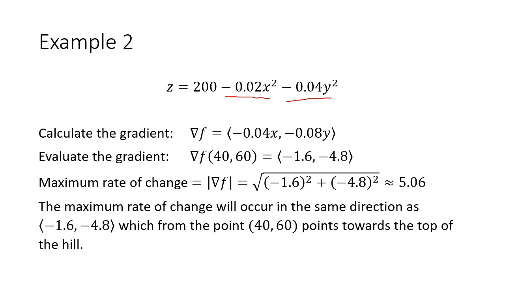And we know that that maximum rate of change is going to occur in the same direction as my gradient. And from that point 40, 60, where x and y are both positive, my gradient is pointing in the negative direction. It's actually pointing back towards the top of the hill. And that should make some intuitive sense as well. The maximum rate of change, if I want to get steeper faster, I need to go up the hill. I need to go towards the top of the hill.